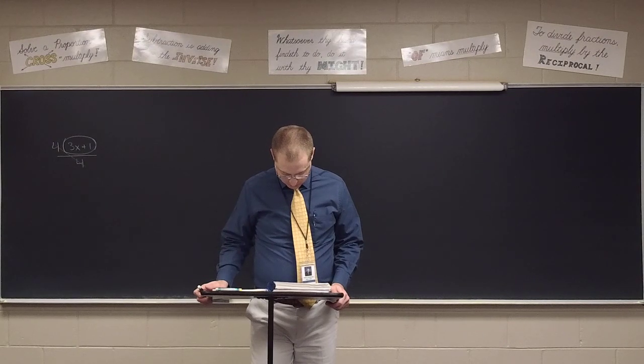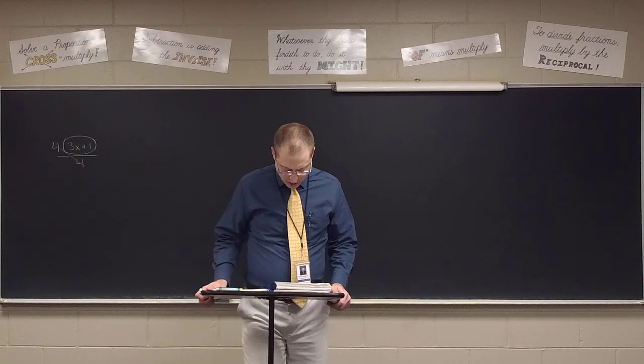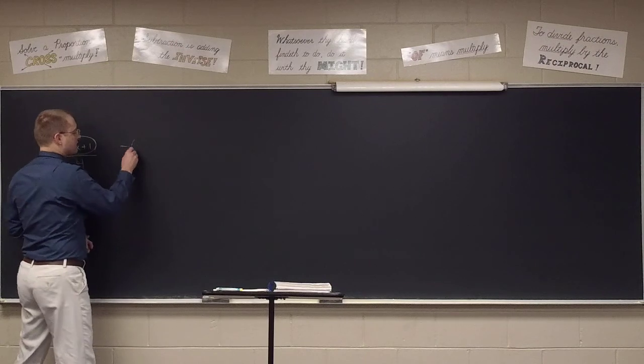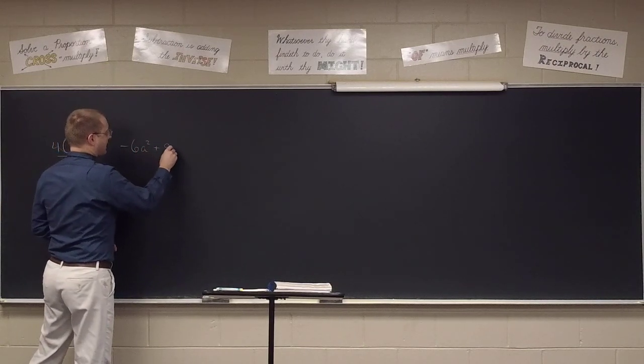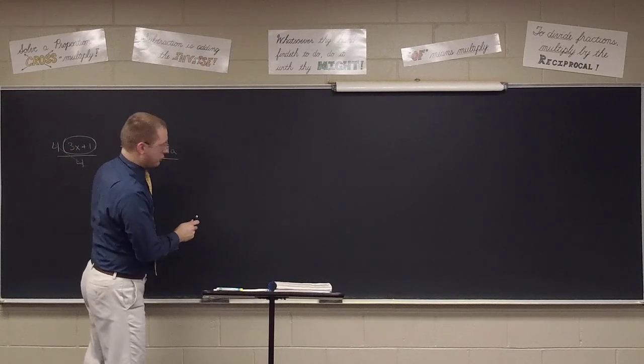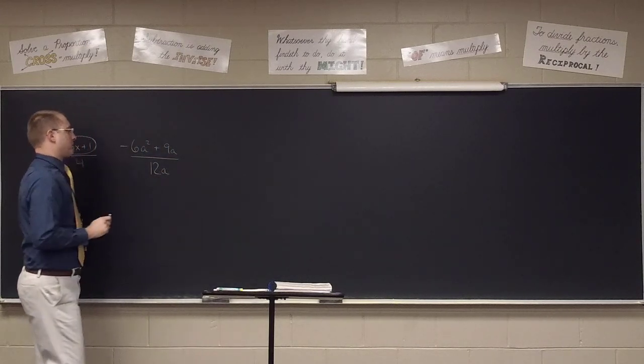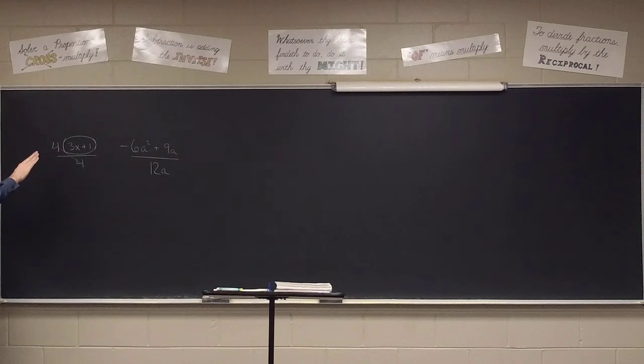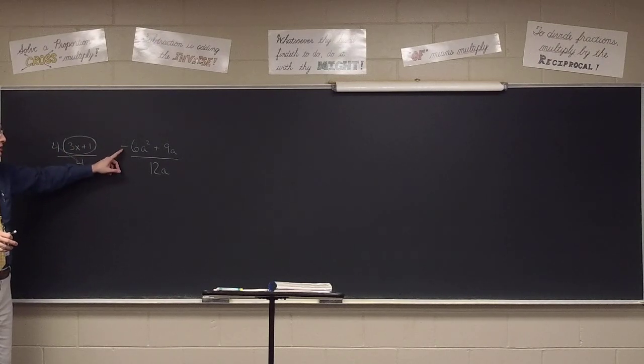Negative 6a squared plus 9a over 12a. All right, so we've got a negative 6a squared plus 9a, over 12a. Now, we wouldn't want to leave this, though, right? No, not with a negative first term. What should I do with that negative?